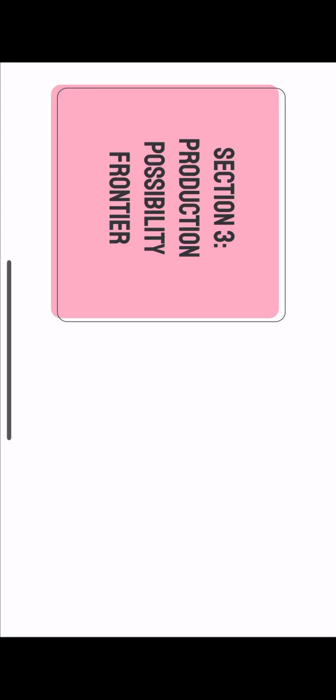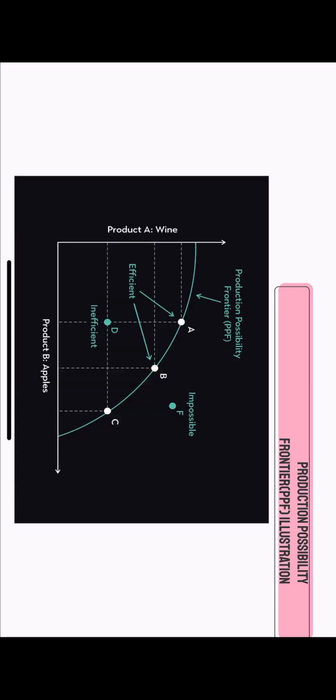Section 3. Production Possibility Frontier. A production possibility frontier, also known as PPF, is a graph that displays all the combinations of goods and services that can be produced if all resources are used efficiently. It illustrates the important concepts of scarcity, unemployment, inefficiency, increasing opportunity cost, and economic growth. Economic growth occurs when society produces more by acquiring more resources. A PPF graph is very essential in tracking economic growth.